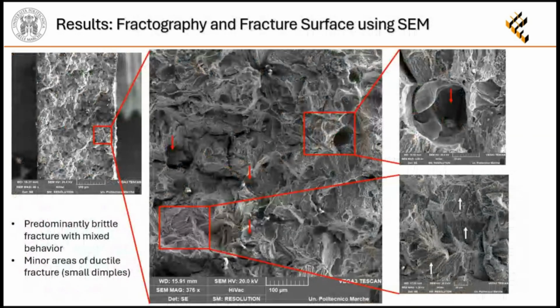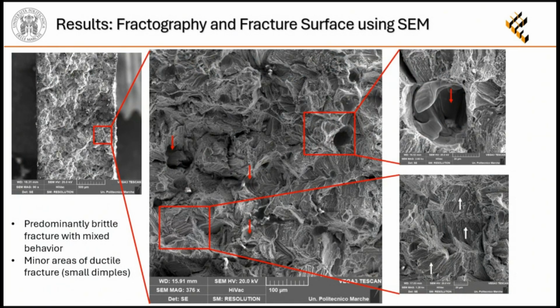From the results of the fractography analysis, we can see that mainly we observe a brittle fracture behavior caused by the many defects of the sample, and we also observe minor areas of ductile fracture, as indicated by the white arrows, which indicate the small dimples area where the fracture is ductile.